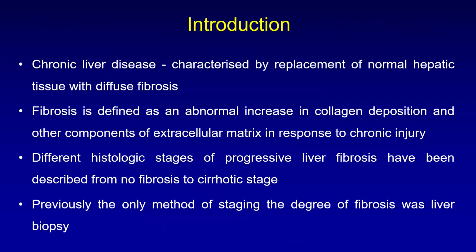So, chronic liver disease is characterized by replacement of normal hepatic tissue with diffuse fibrosis. Fibrosis is defined as an abnormal increase in collagen deposition and other components of extracellular matrix in response to chronic injury. Different histological stages of progressive liver fibrosis have been described, from no fibrosis to cirrhotic stage. And previously, the only method of staging the degree of fibrosis was liver biopsy.